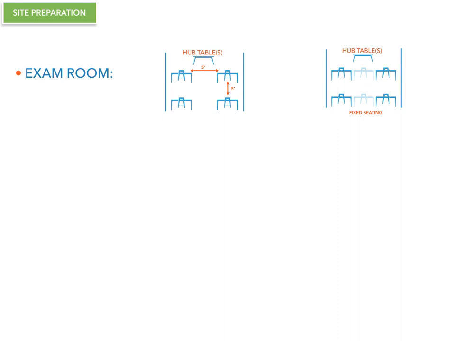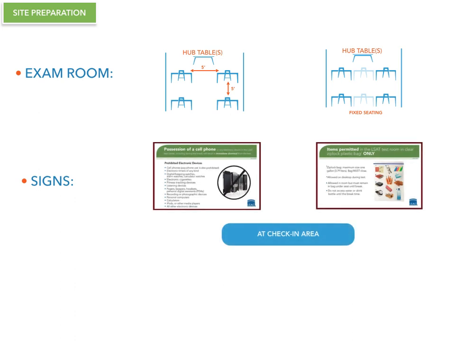Each CS will be provided with signs to be posted in the check-in area. You can see an example of the signs here. You'll notice that one sign focuses on prohibited items, while the other lists what is permitted. Please note these signs must be posted so that test takers can have a visual reminder of prohibited items before they check in.